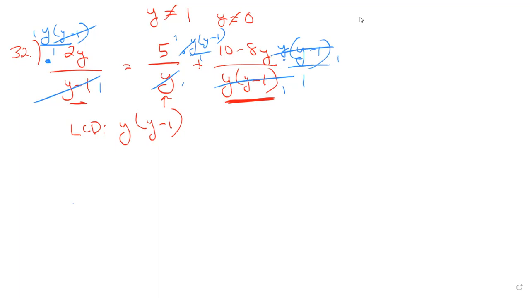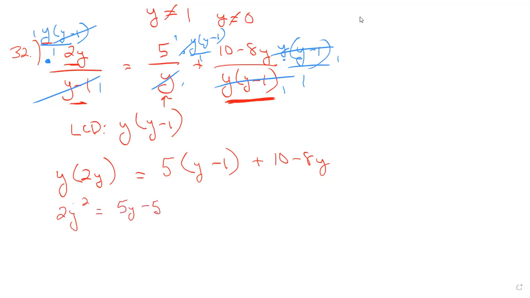Let's see what we've got left over. From this first fraction, I've got the y and the 2y. So I've got y times 2y equals. The second fraction, I'm going to have 5 times y minus 1. And then the third fraction, everything canceled out except for the 10 minus 8y. Let's clean this up. So y times 2y is 2y squared equals 5y minus 5 plus 10 minus 8y. I can combine some like terms in the second part here. That's going to give me negative 3y plus 5.